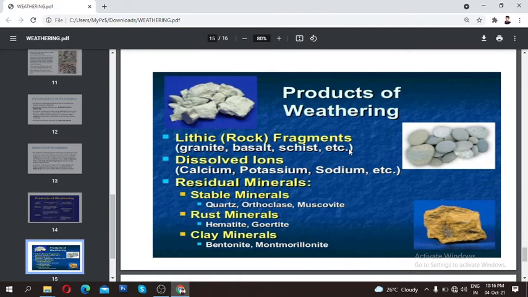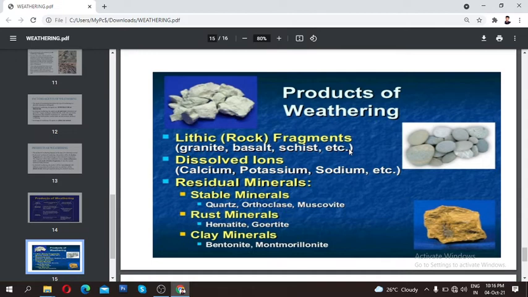Next is dissolved ions. We have already said what is being leached in water, or what water carries, or that water can easily erode various minerals present in a rock. This consists of dissolved ions, that is calcium, potassium, sodium, etc. So these are dissolved ions. It means all the materials that water can erode, transport, or leach out from a particular rock mass.